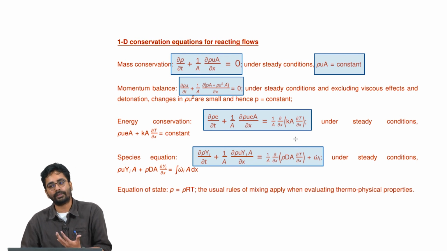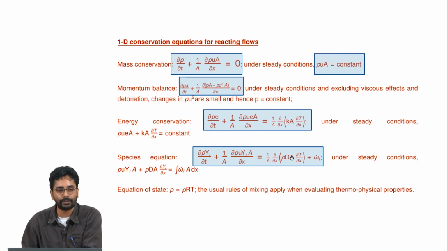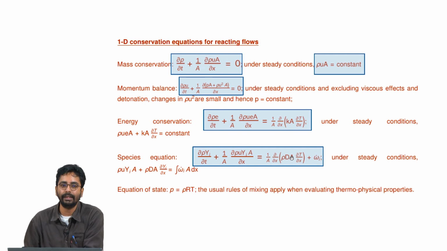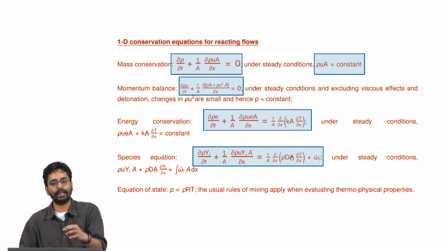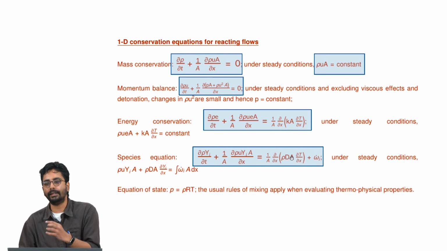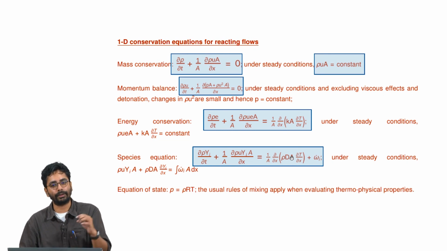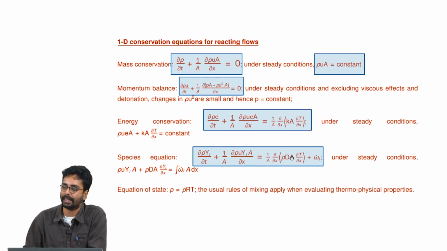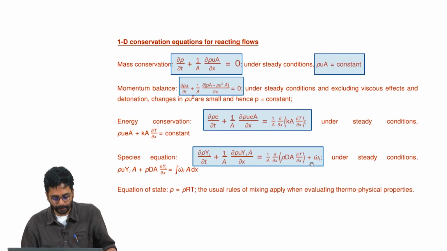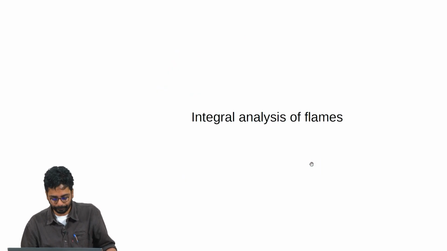So one approximation that is made when choosing diffusion coefficients is to assume that every other species is diffusing into nitrogen. So you can pick the binary diffusion coefficient for a fuel into nitrogen or carbon dioxide into nitrogen, and that turns out to be a very good approximation for a variety of problems. Any questions so far before we move on to the integral analysis?